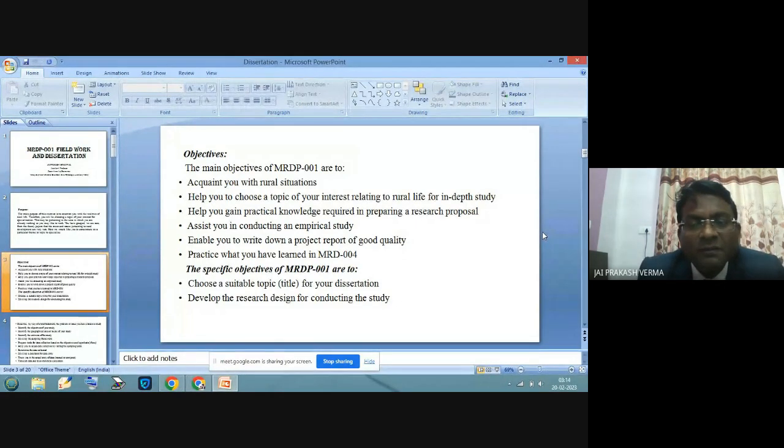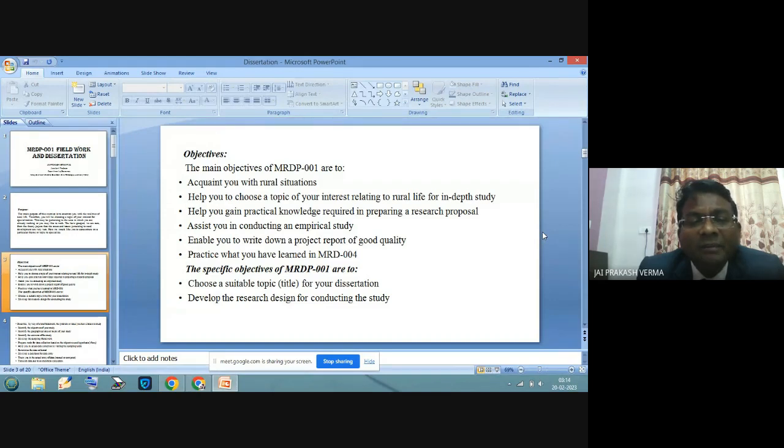Live with the people of the rural community and experience how they are facing problems in that particular area. If you choose a relevant topic, you will find some solution for the betterment of the livelihood of the people. These are the basic main objectives of this paper.